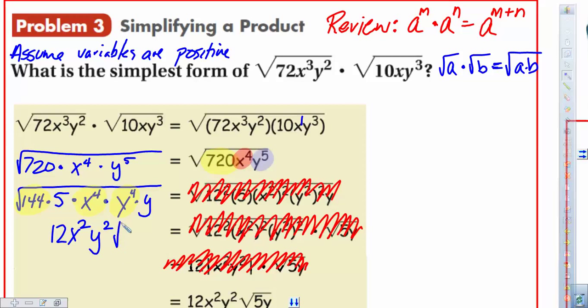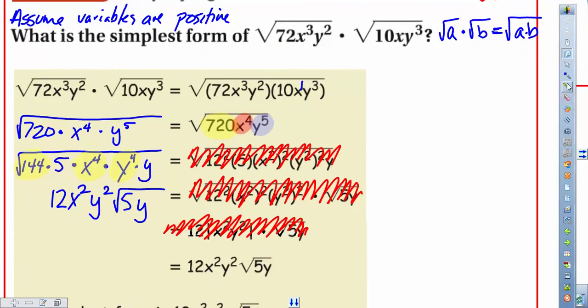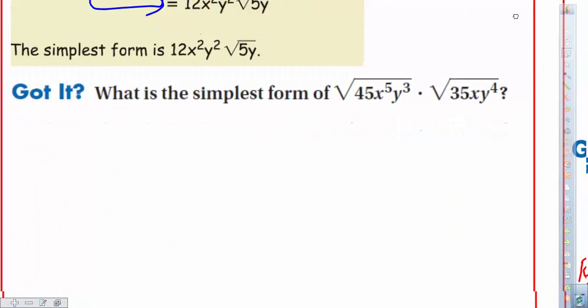And then take a look at what's still underneath the square root. We still have a 5, and we still have a y. And if you glance right down here at that final answer, we have the exact same thing. I would love it if you did the problem right here the way you see it here in blue. Okay? So let me guide you through this problem right down here.